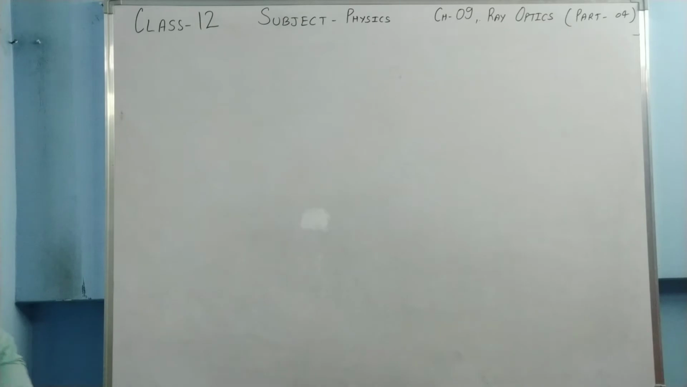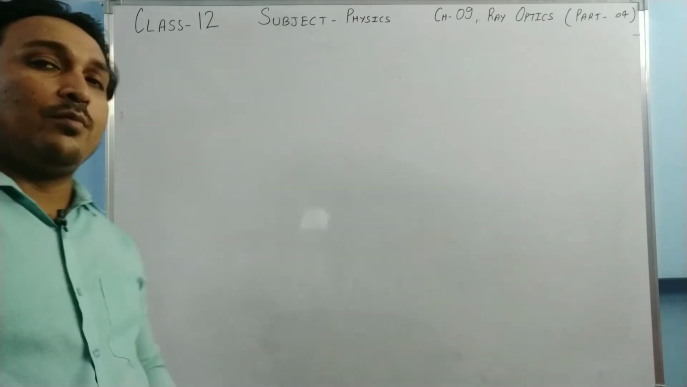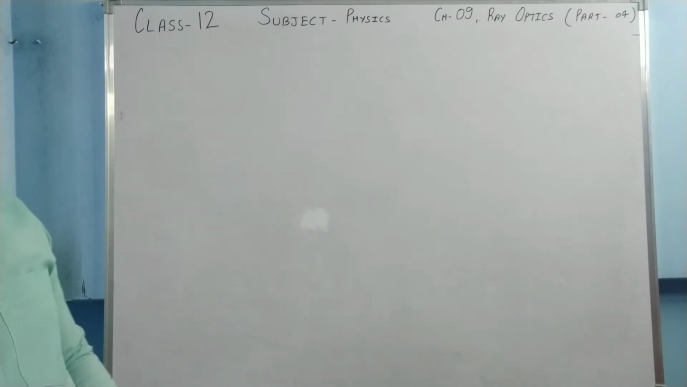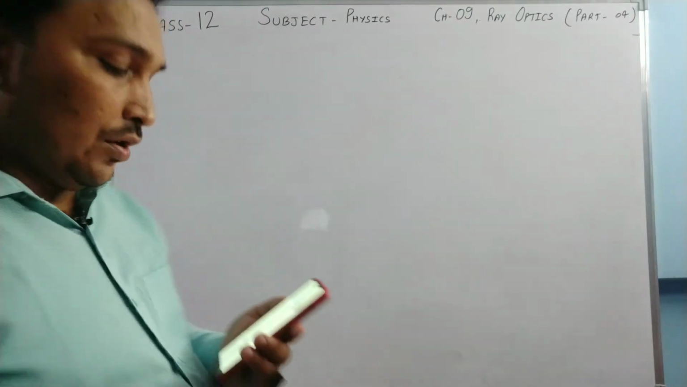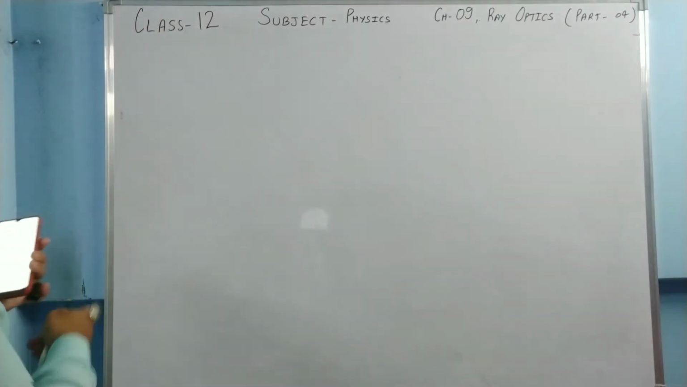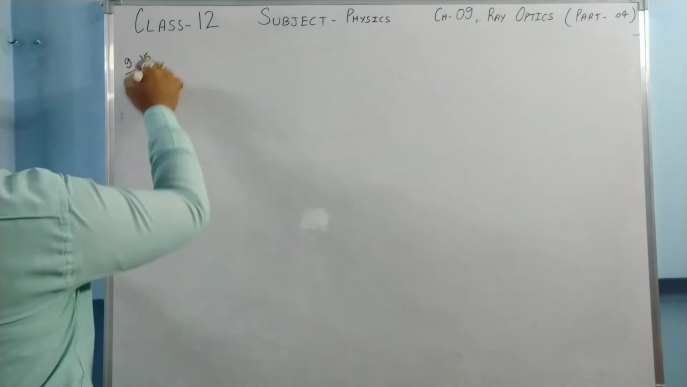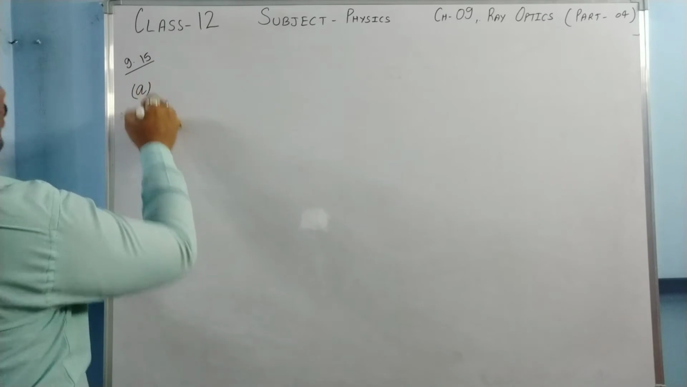Now what we are going to do, we are going to solve a very important NCERT numerical, and then after that we'll move to refractions. The question number is 9.15. 4 parts are there. Let us discuss them one by one.